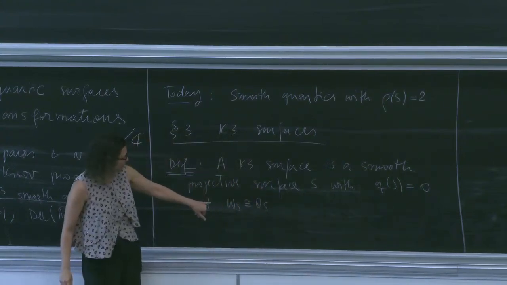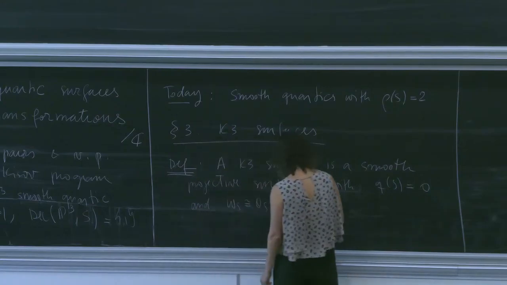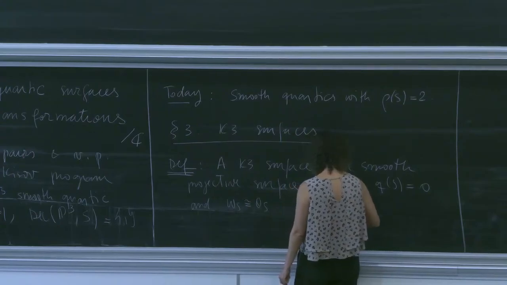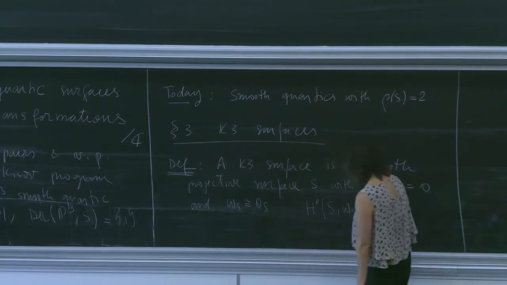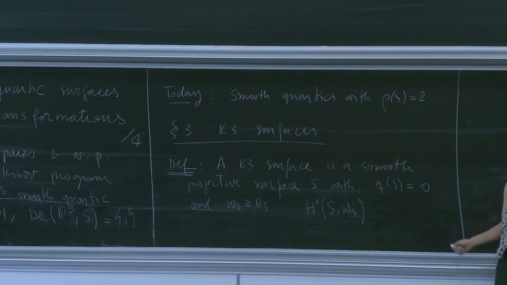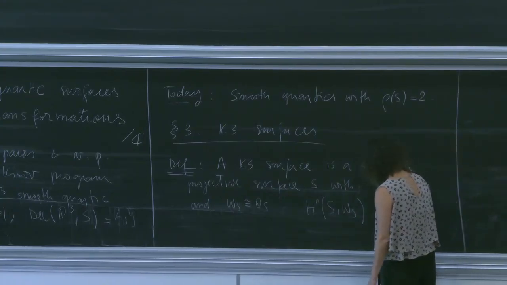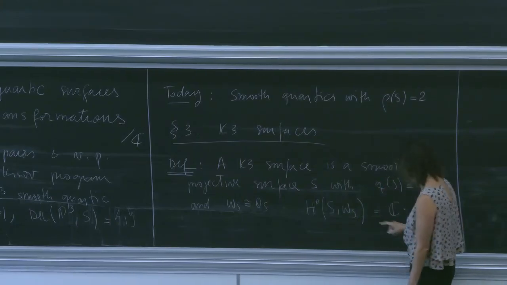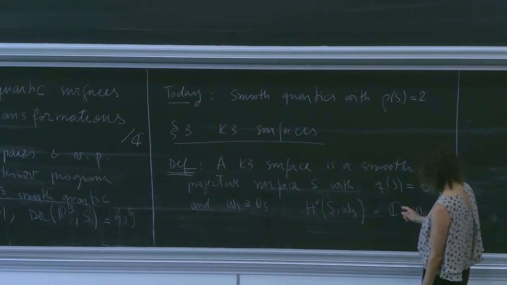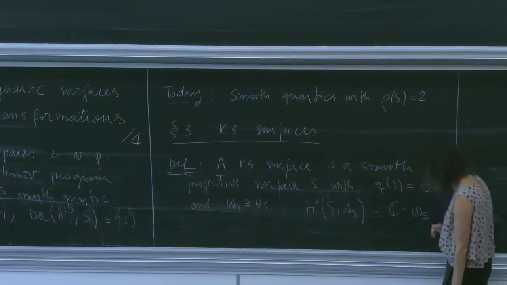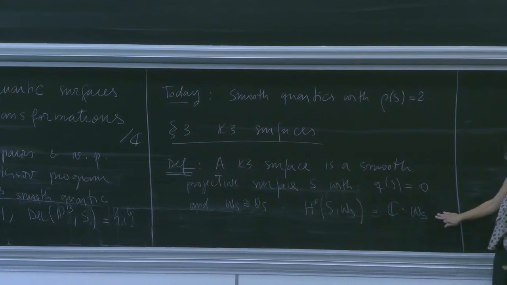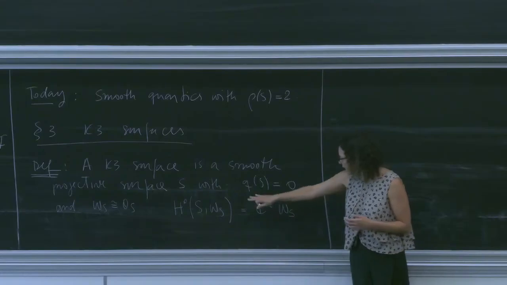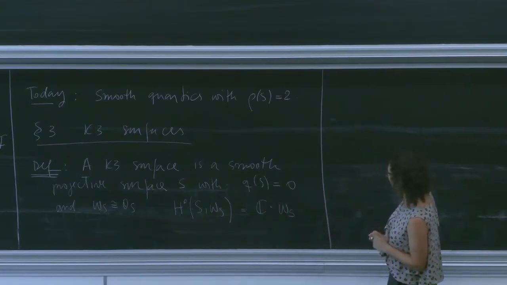So this means that if I look at the global two forms on S, this is just generated by a single two form. Sorry if my two W's look the same, but okay, I don't know how to make them different. Okay, this is omega. This is the form that generates. So this is a nowhere vanishing two form that generates this cohomology group.